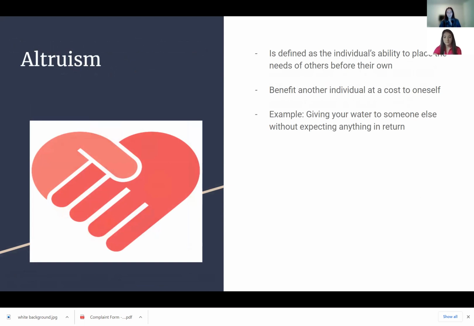So the first one is altruism. This is defined as the individual's ability to place the needs of others before their own and benefit other individuals at a cost to oneself. So an example of this is giving your water to someone else without expecting anything in return. This is really important in occupational therapy because we are huge caregivers. We help people out without really expecting anything in return other than our own satisfaction of knowing that we are bringing meaningful engagement into somebody's life.